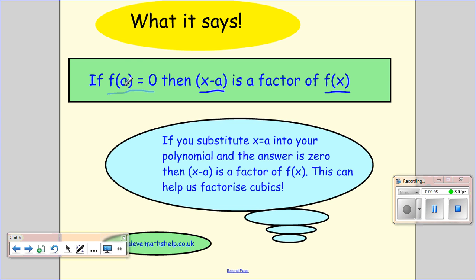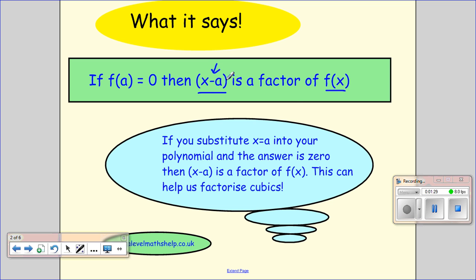This means if we substitute a value, a number, for x into a polynomial, where say our polynomial could be 3x cubed plus 2x squared plus 4x minus 2, and we let x equal 2 and put it in that polynomial, and if we get the answer of 0 out, then we can say that x minus a, it's important to note the minus here, is a factor of f of x.